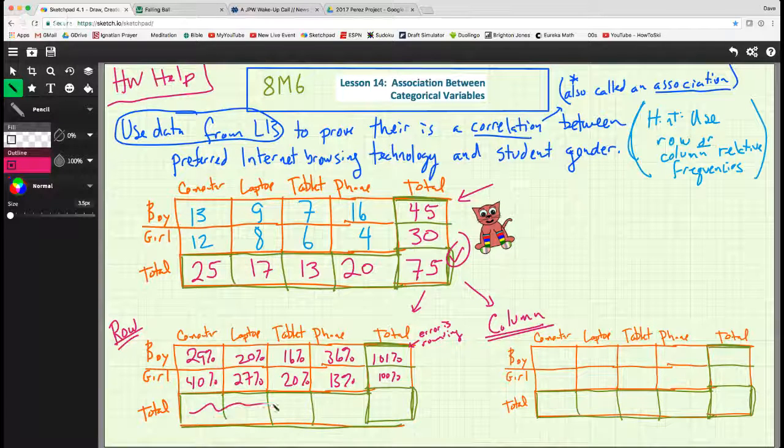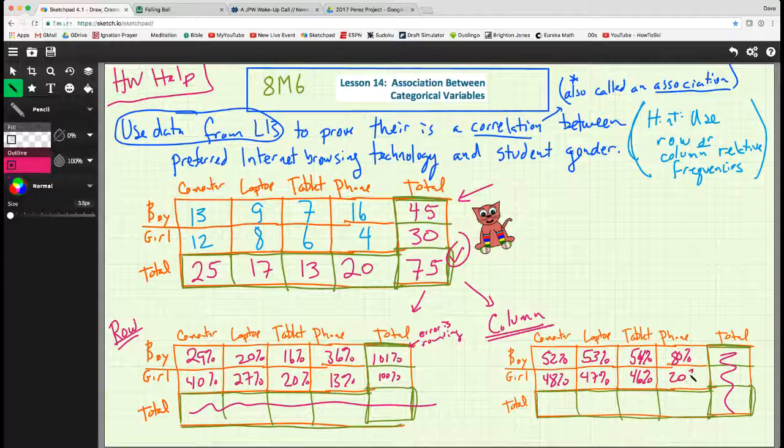And before I give you the answer, I'm going to do our column relative numbers. So here we got 13 divided by 25. 13 divided by 25 is 52%. And here we have 48%. 9 divided by 17 is 53%. And here we have 47%. 7 divided by 13 is 54%. And here we have 46%. And then we have 16 divided by 20 is 80%. And here we have 20%.